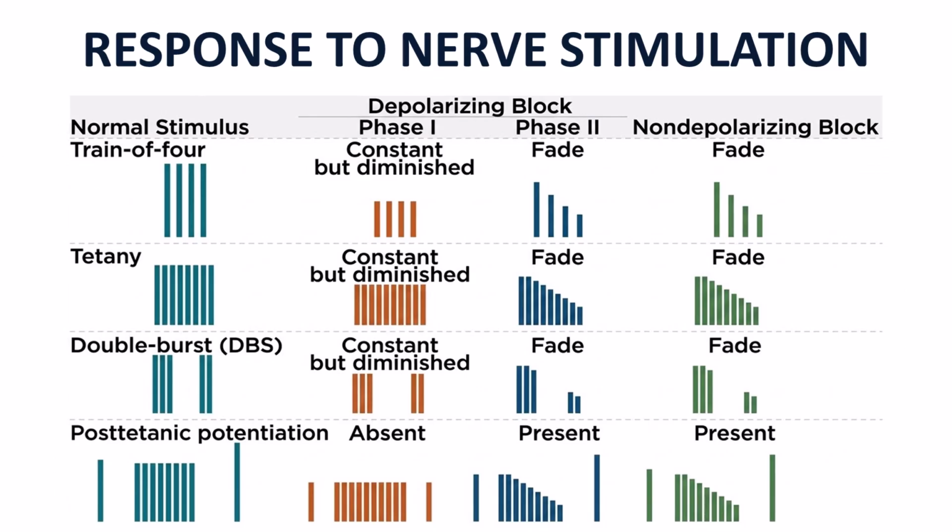Objective monitoring with a peripheral nerve stimulator is essential to assess the depth of neuromuscular blockade. Like other non-depolarizing neuromuscular blockers, rocuronium produces a progressive fade. We discussed this characteristic pattern in detail in our previous video.